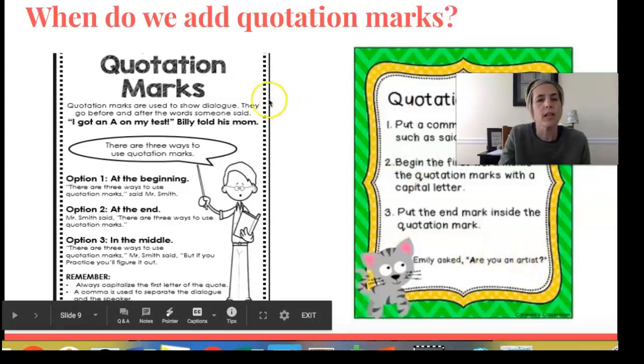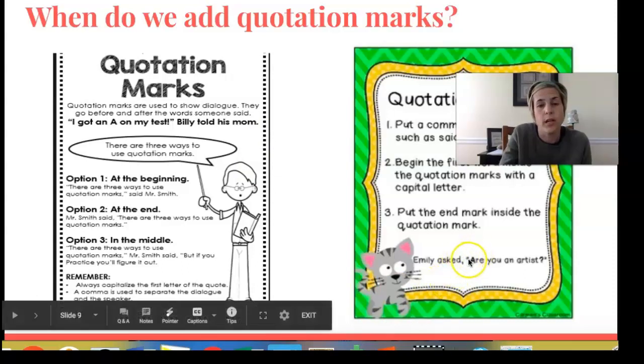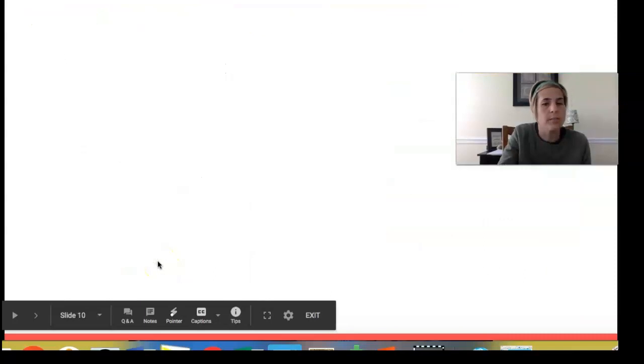So if you take a look over here, there are 3 ways that we're going to use those quotation marks. At the beginning, just like we showed over here and over here. At the end, here and here. And then another time is in the middle. This one's a little bit tricky. It's kind of a challenge. But here we have a sentence that starts with quotation marks here. "There are 3 ways to use quotation marks." And then there's a comma because the person is still speaking. Mr. Smith said, and then they're continuing. Here's that comma again. And then you add quotation marks again. But if you practice, you'll figure it out.